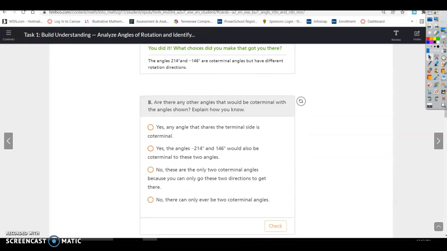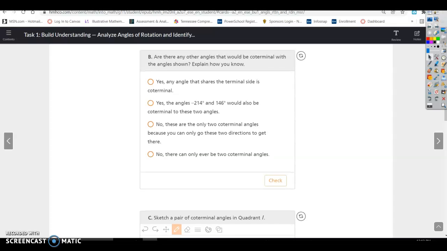And that's just talking about the angle of rotation, which direction it rotates in. All right, are there any other angles that would be coterminal with the angles shown? Yes, the angles share the terminal side and coterminal side. So any angle that shares that would be considered a coterminal angle.